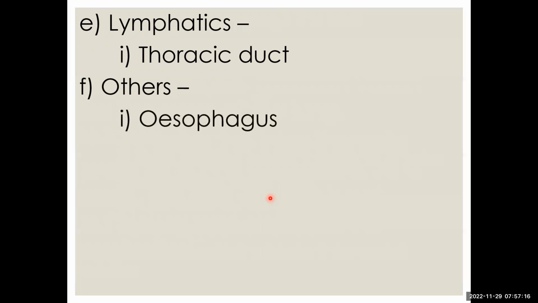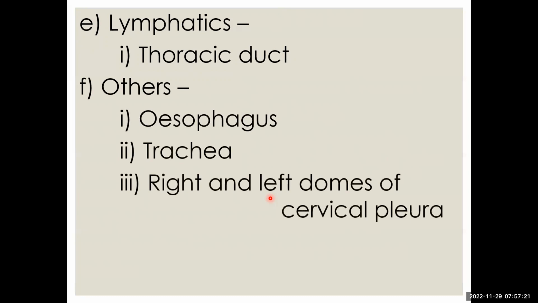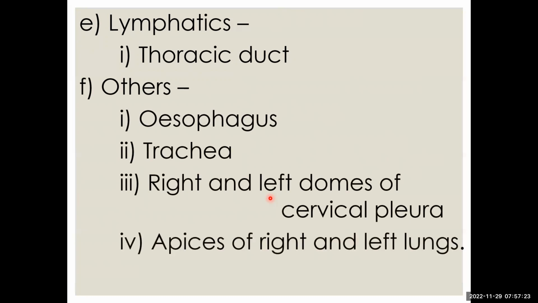Other structures that are passing through the inlet are the esophagus, trachea, right and left domes of cervical pleura, and apices of right and left lungs. The esophagus and trachea pass from the neck into the thoracic cavity through the inlet of the thorax. The right and left domes of cervical pleura and apices of the right and left lungs are not passing, but they lie in the inlet of thorax under cover of the suprapleural membrane. So they are considered here.